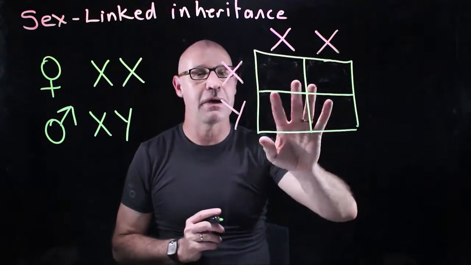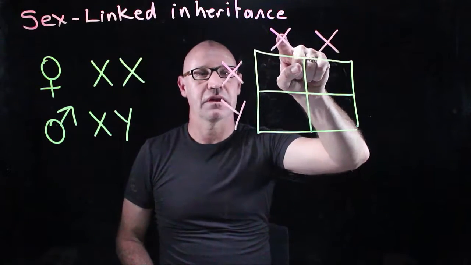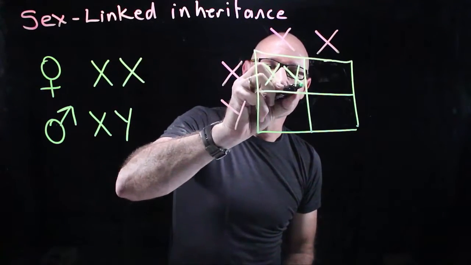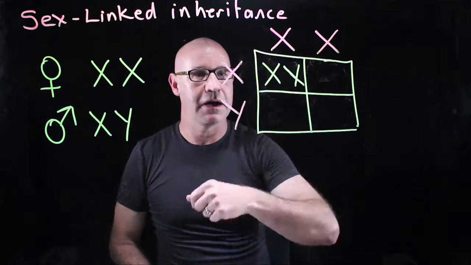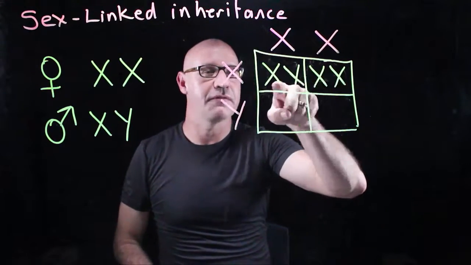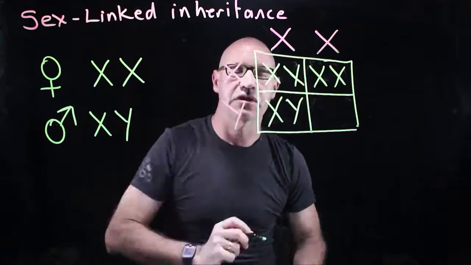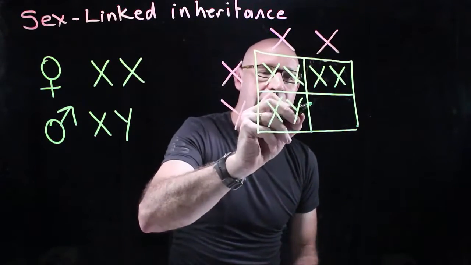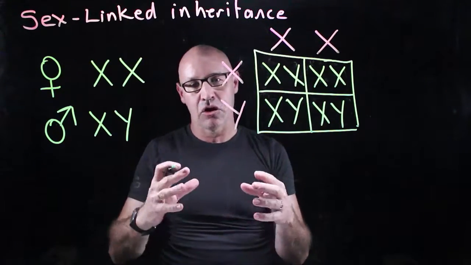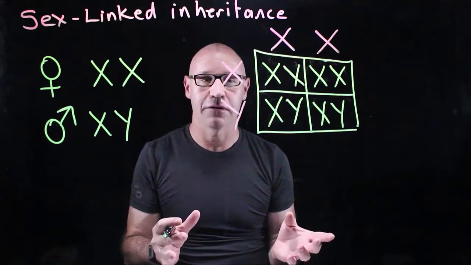Alright, so let's have a look at this Punnett square then. So this is the female and this is the male. So we've got an X and an X, so that offspring will be female. We have an X and an X, so that offspring will be female. We have an X and a Y, so that offspring will be male. And again, X and Y. So there's a 50% chance of having an offspring that's female and a 50% chance of having an offspring that is male.